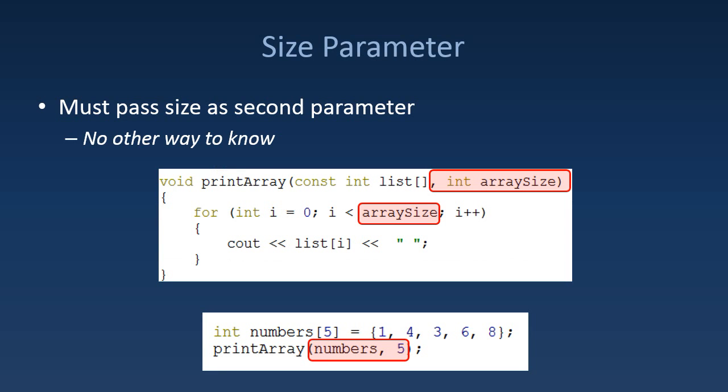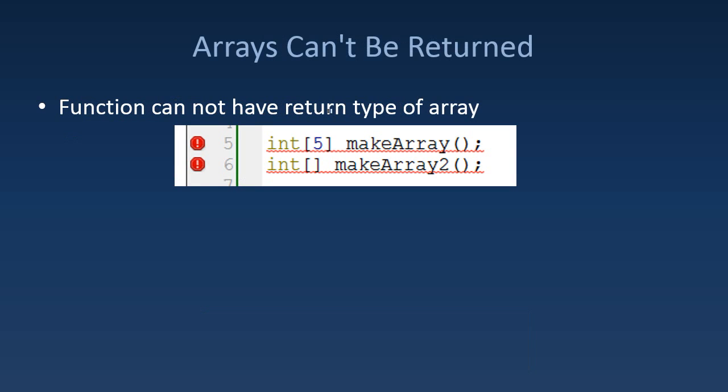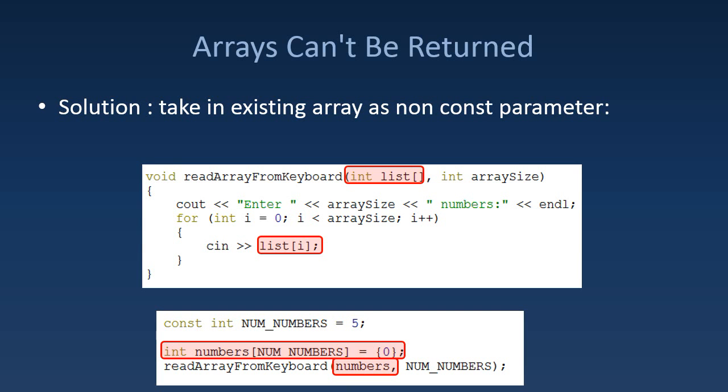In terms of getting information back from a function, there's no way to have a function return an array. Neither of these will compile. You can't say, hey, I've got a function make array that returns array of size 5 or returns undetermined size array. We cannot return an array. So the solution is to take in an existing array, and not as a constant, as a plain old array of integers here, so that we can modify it, so we don't want the const keyword, and of course the size, so we know how big it is, and then just go ahead and modify that array.